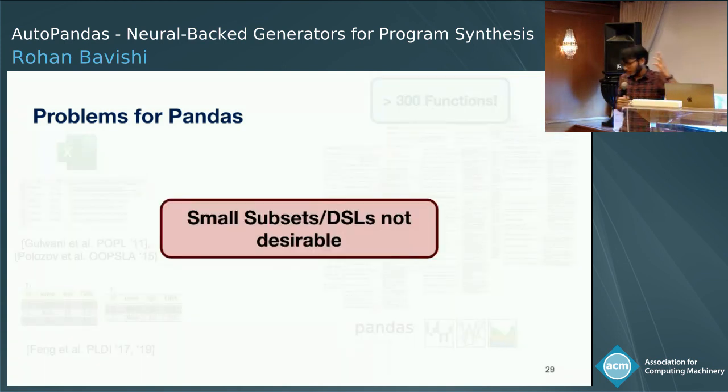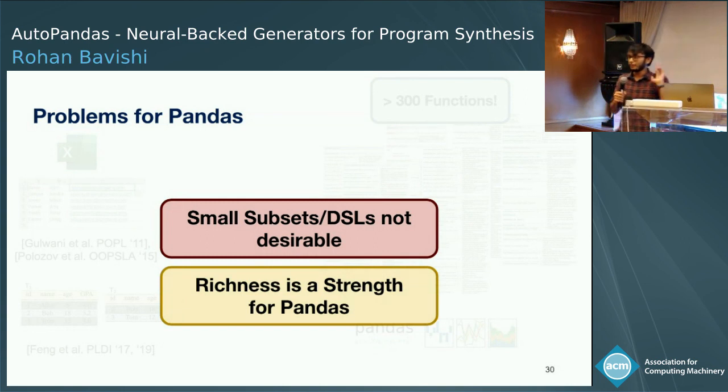But with pandas, focusing on these subsets or DSLs is not very desirable because, as I said, the richness of the API is a strength for pandas. People like pandas because they can solve a variety of tasks using the API. So restricting to some functions is probably not the way to go.